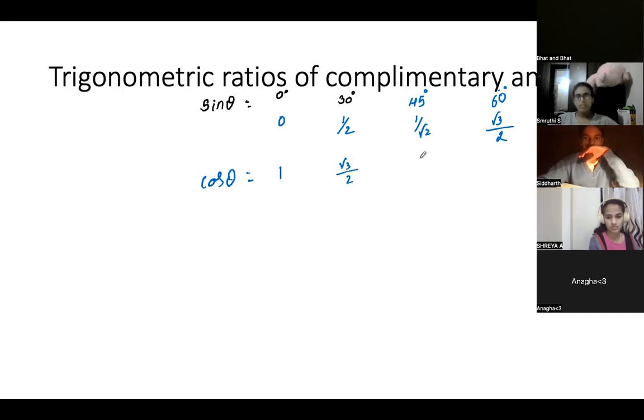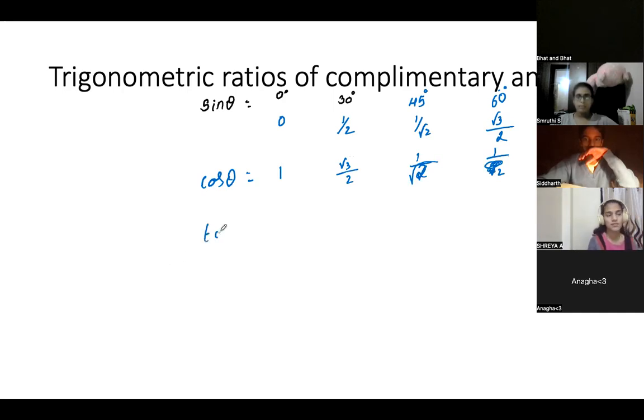If cos theta is asked, then 1, root 3 by 2, then comes 1 by 2, 1 by root 2, 0. Okay? Ready? Oh, yeah, sorry. Okay.